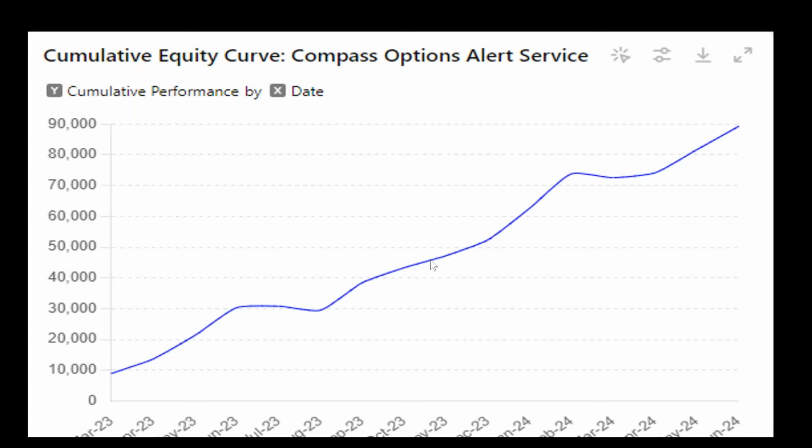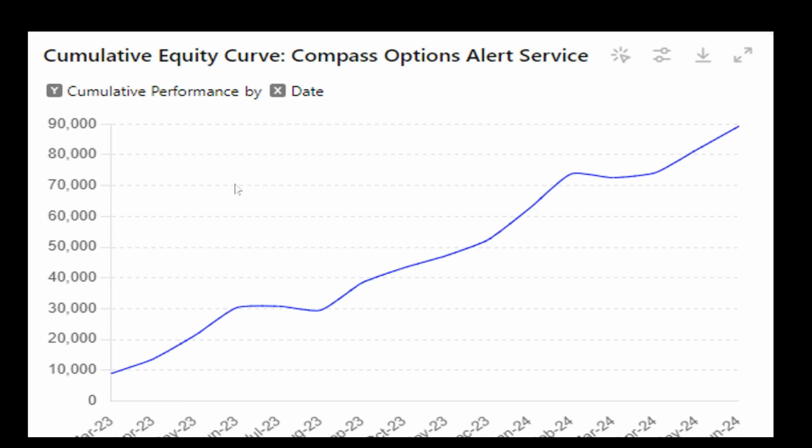This is an equity curve for the alert service for a little over a year. It does really, really well. It depends on how much your account is and how much money you put into a trade. This is based on putting $2,000 into each trade that we alerted on. You can see it's been very, very consistent. We have periods where it gets flat, but basically it's up about $90,000 since March '23. So that's not bad for $2,000 invested in a trade.